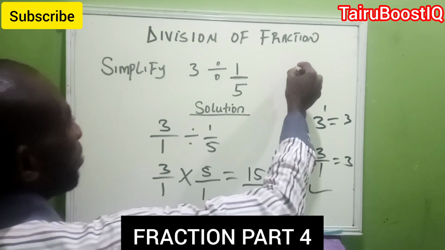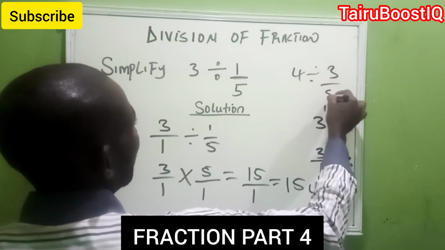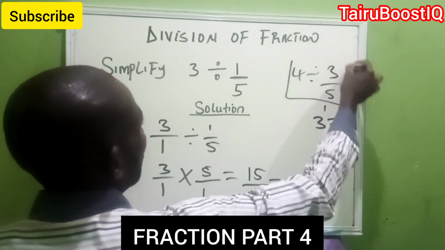So your assignment, solve this: 4 divided by 3 all over 5, and put your answer in the comment section.